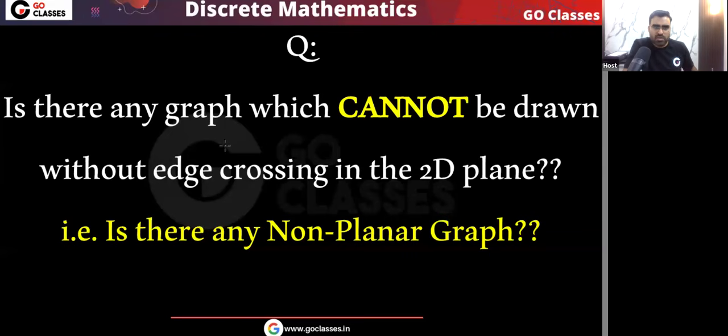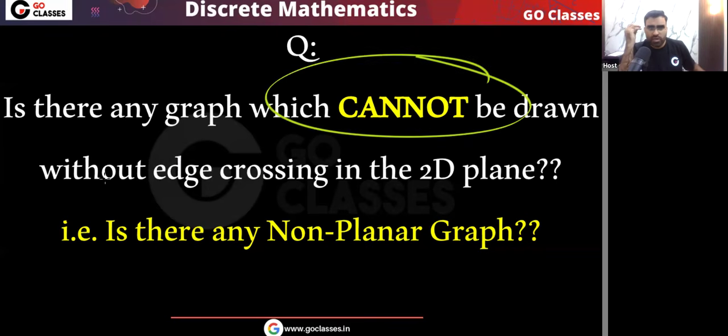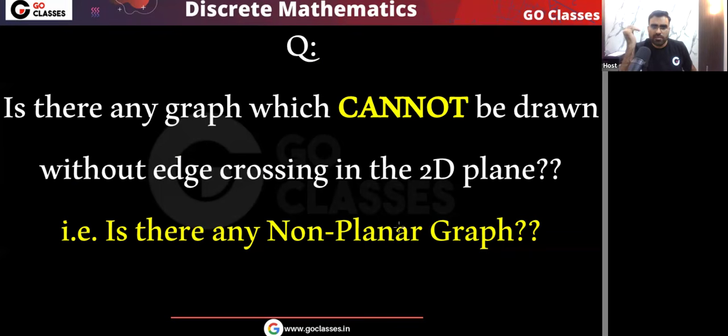Tell me the answer for this question. Is there any graph which cannot be drawn without edge crossing? You might be thinking, so far all the graphs that we have seen, we can draw them without edge crossing on the 2D plane. On the 2D paper, I can draw them without edge crossing. So is there any graph which you can never draw without edge crossing on the 2D plane? Means, is there any non-planar graph?